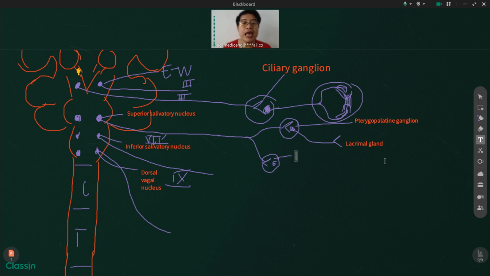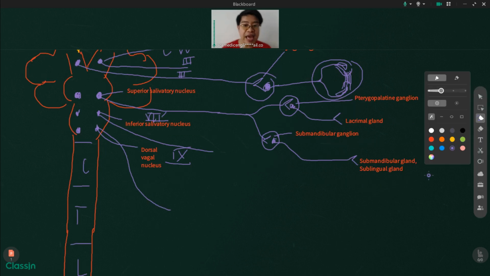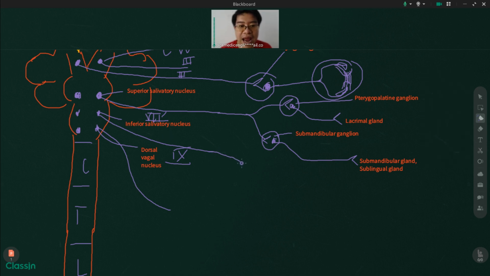That ganglion right there is called the submandibular ganglion. And with a name such as submandibular ganglion, what do you think the postganglionic fibers are going to innervate? Yes, the submandibular gland. But that's not all. It also innervates the sublingual gland. So you have the submandibular gland and the sublingual gland. Make sense? Okay.